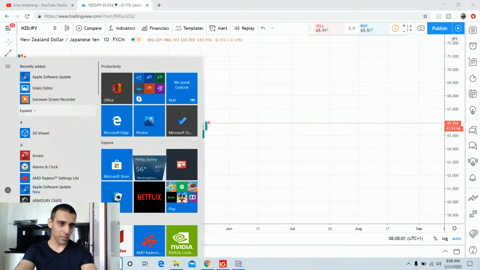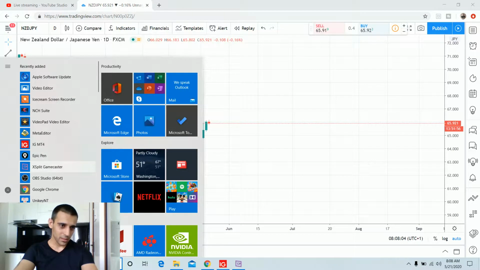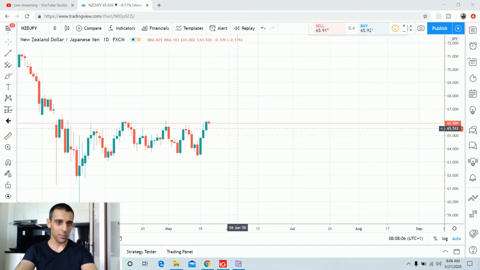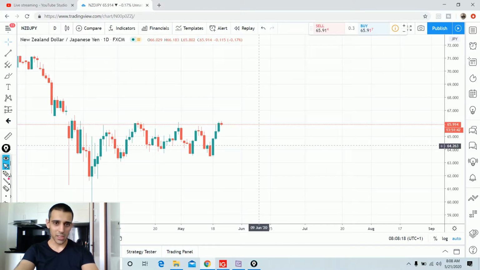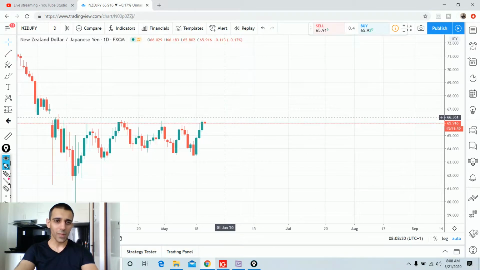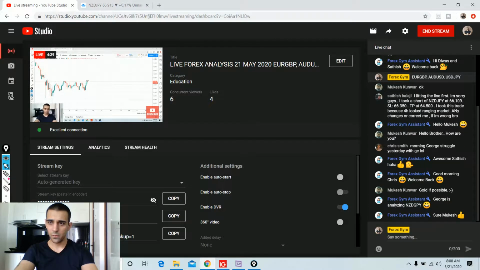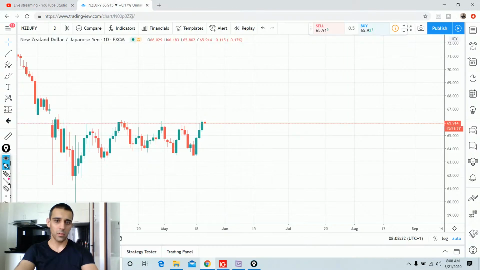Oops, I forgot to bring up my Epic Pen to help me draw. Okay, let me bring up the pen. So you went in right at the top of the candle, so that's good as an entry, and 35 is the stop loss. And the target was 64.50, so 25 pips stop loss.